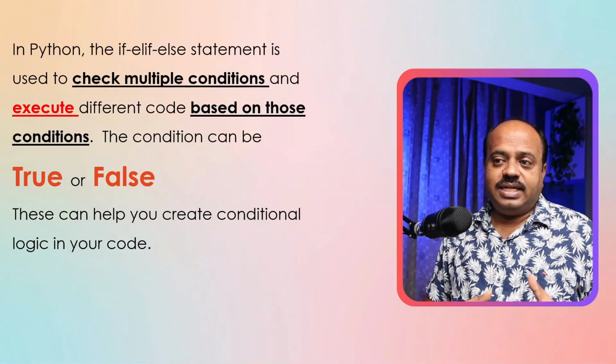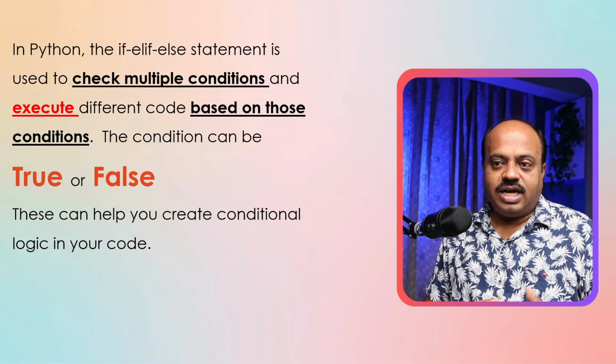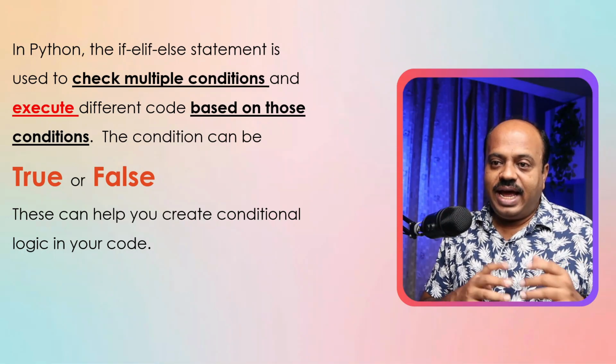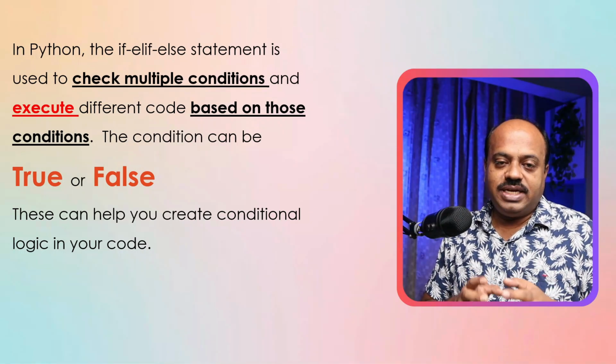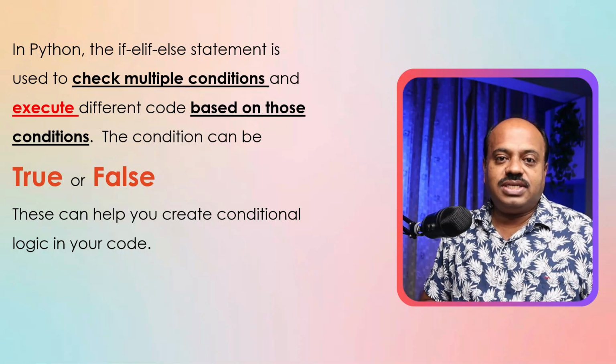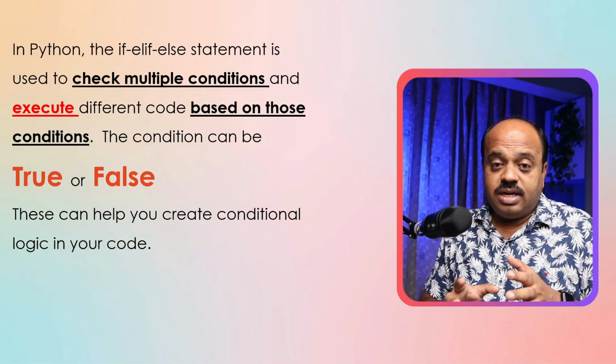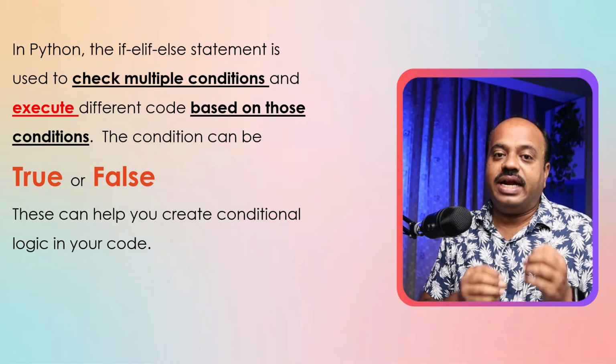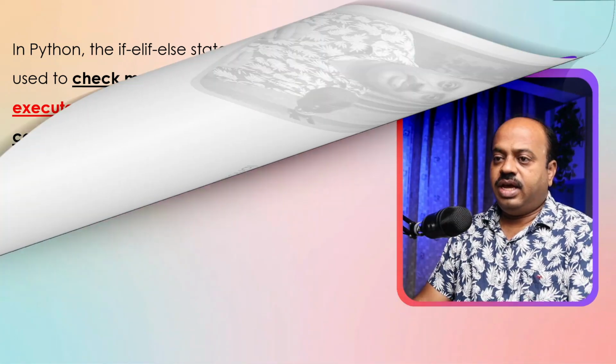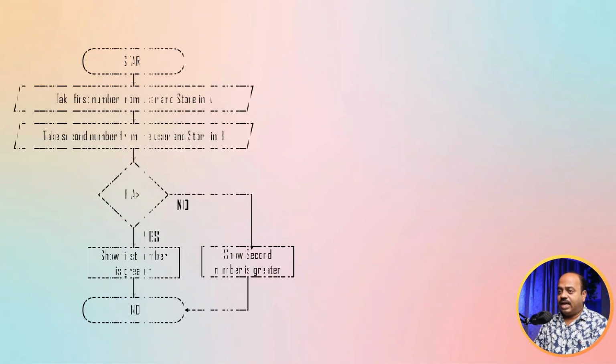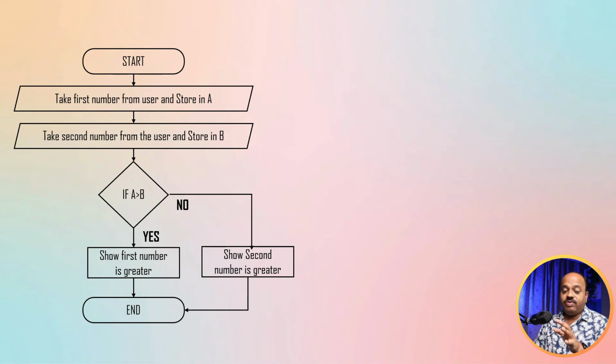In Python, the if, elif and else statements are used to check multiple conditions and execute different code based on those conditions. The conditions can be either true or false. Now this can be very helpful to create conditional logic in your code. If you remember when we were learning algorithm and flowchart, we saw a flowchart where we compared two numbers and decided which one was greater.